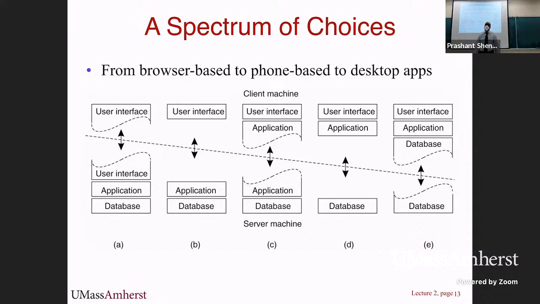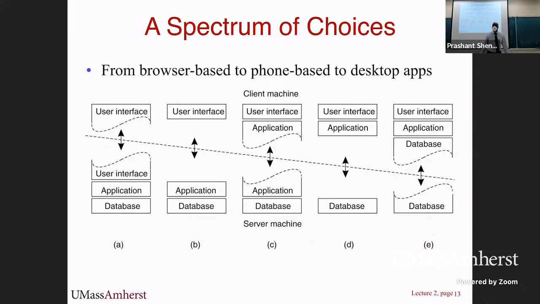Think of this as our three-tier multi-tier architecture. That's a web browser. The part of the user interface, which is the HTTP server and so on, is also at the server, and then the application and database are at the server. Most of our browser-based applications are using that model. Whether you're using webmail, Gmail, or any of these web applications that you access through a browser, it essentially falls in that category.